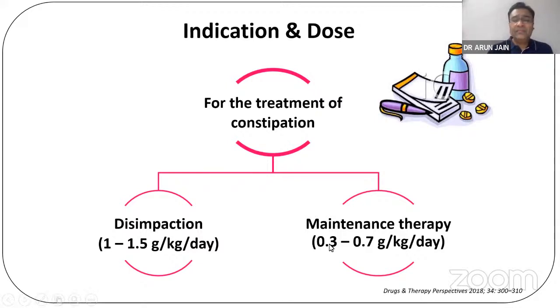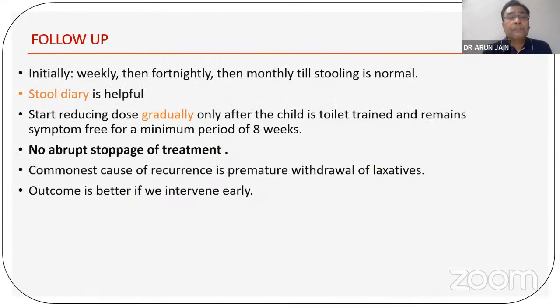Again, in maintenance it's very important. You give it for 3 months and gradually withdraw. With sudden withdrawal, the chances of recurrence are higher. Follow up initially weekly, then fortnightly, then monthly till the stool is normal. A stool diary is helpful because you have to ask the parents to make a chart of the frequency.